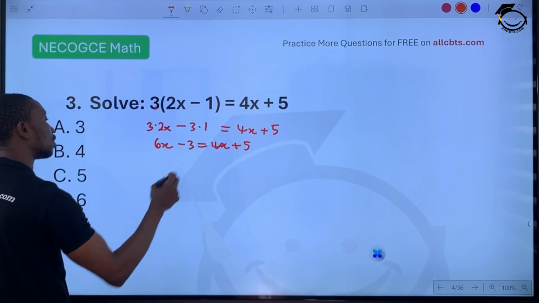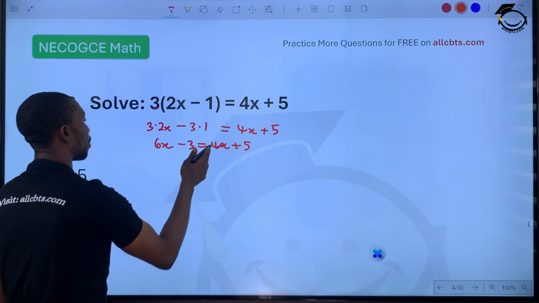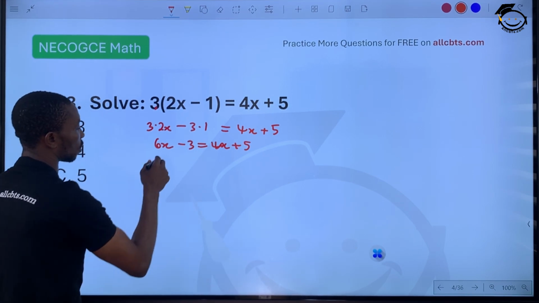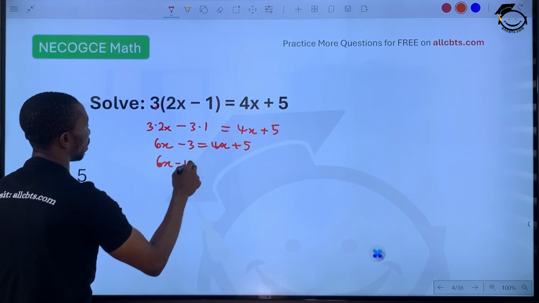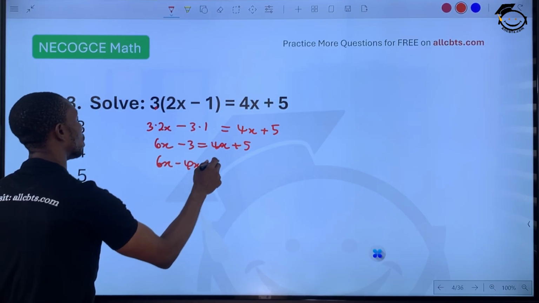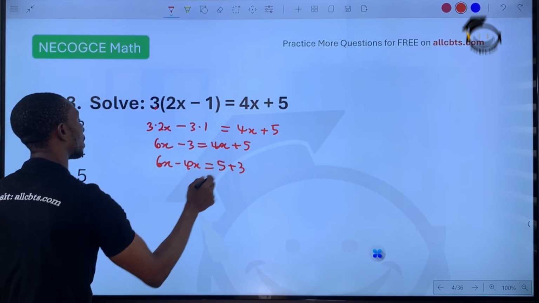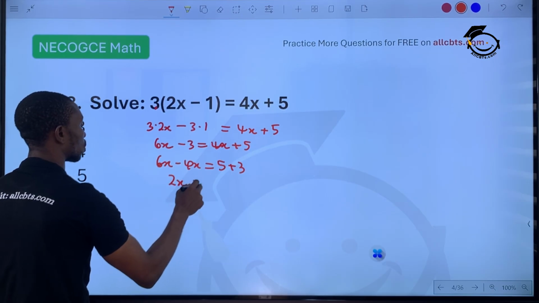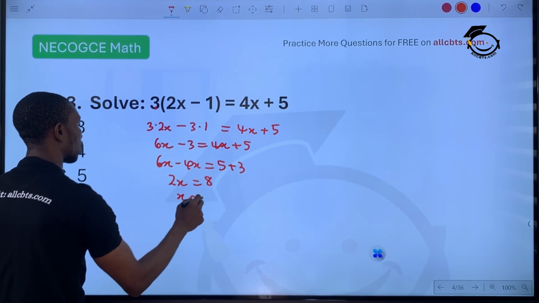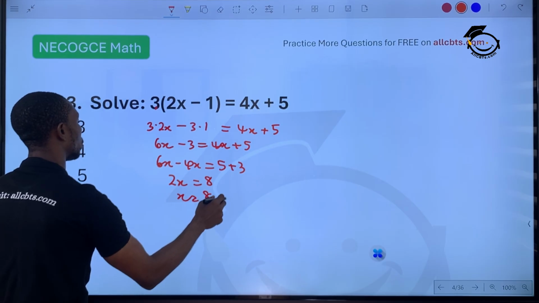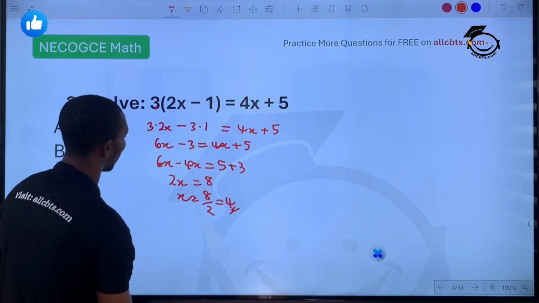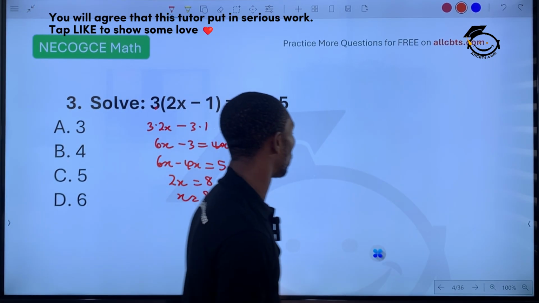So negative crossing over becomes positive, and positive crossing over becomes negative. So this becomes 6x minus 4x equals 5 plus 3. 2x equals 8. So x equals 8 over 2, which is 4. So the value of x is 4.